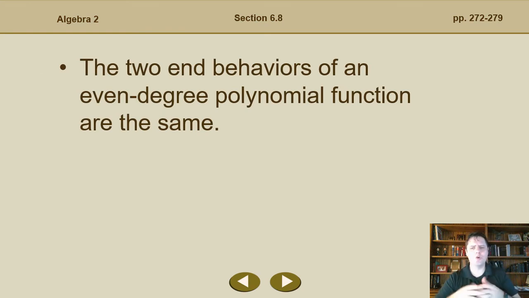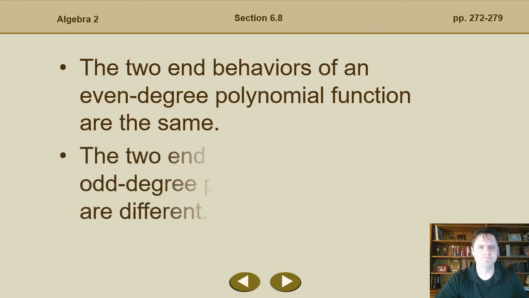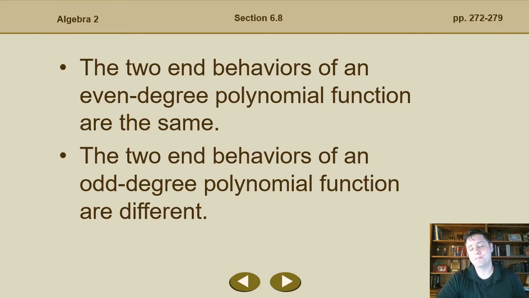So do make sure that you go over those charts in your book. It does go over those quite well on pages 272 and 273. Make sure you're familiar with those. The two end behaviors of an even degree polynomial function are the same. The two end behaviors of an odd degree polynomial function are different. One goes up, one goes down.